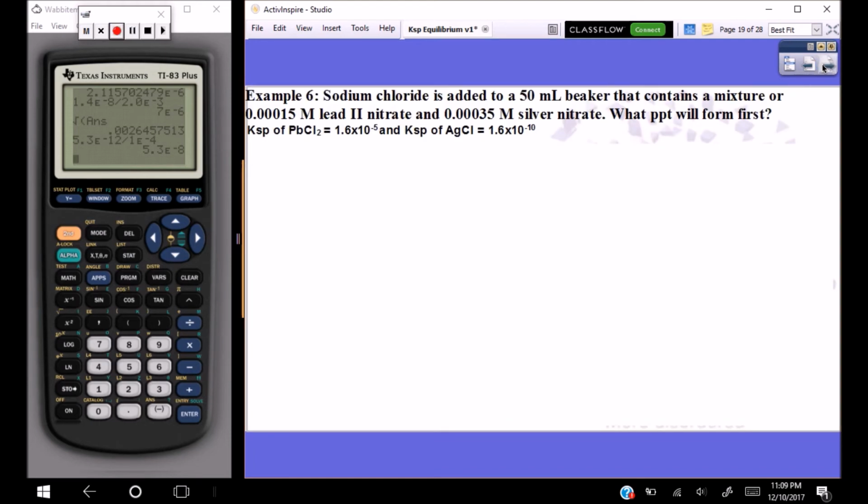All right, time for you to do an example on your own. Sodium chloride is added to a 50 milliliter beaker that contains a mixture of 0.00015 lead(II) nitrate and 0.00035 silver nitrate. We want to know what precipitate will form first, lead chloride or silver chloride. So very similar process. Just have to find Ksp, what you really need to find is the chloride concentration for each. So find the chloride concentration for each and compare.